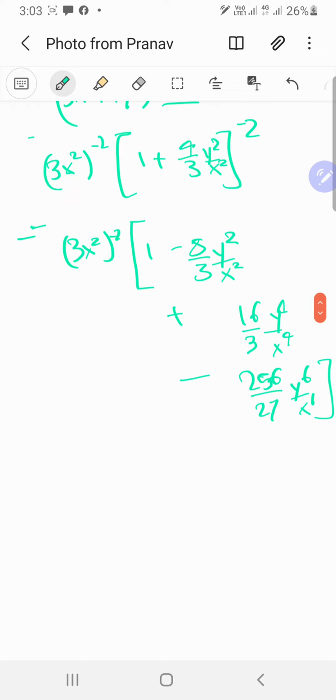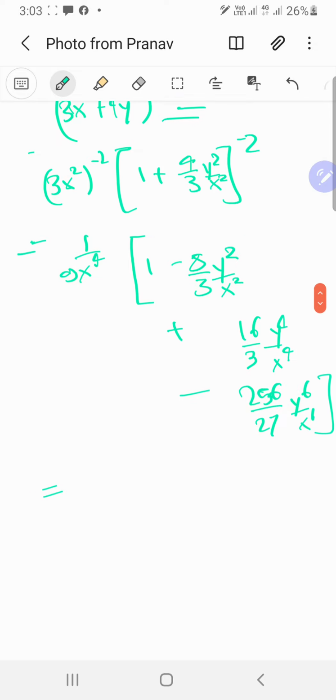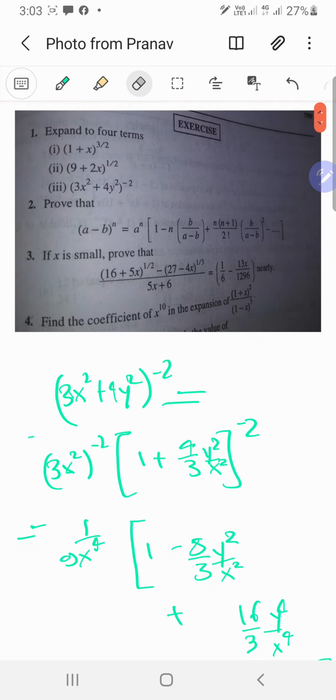And then I will just multiply this by this thing, which is actually 1 upon, yeah, I think it's like 1 upon 9x power 4, something like that. Okay, so that's going to be equal to, yeah, that looks correct. So nice. It's going to be equal to 1 upon 9x power 4 minus 8 by 27 y squared upon x power 6, and so on. So yeah, it's basically just this thing. So cool, I will see you in the next video.